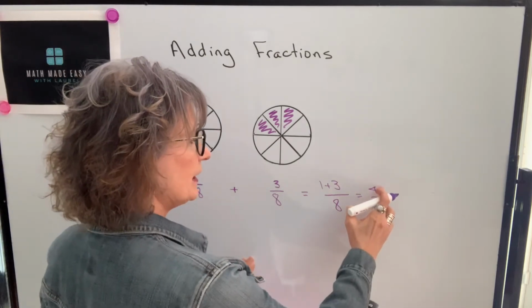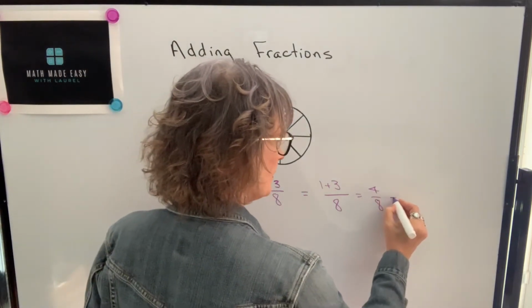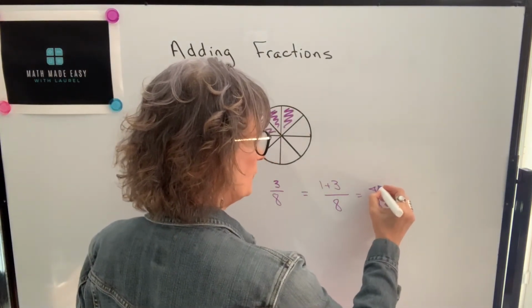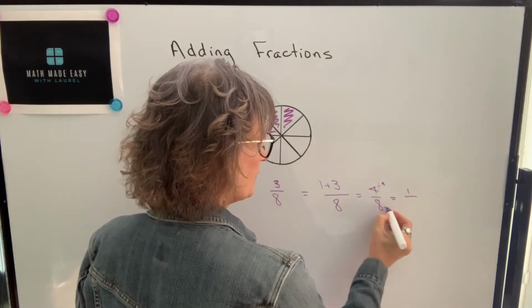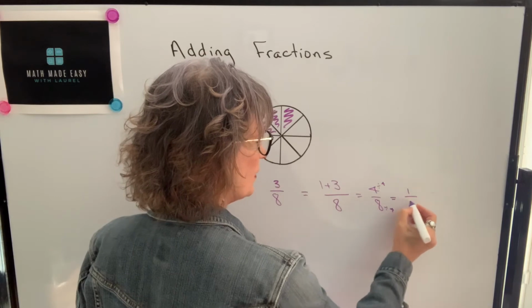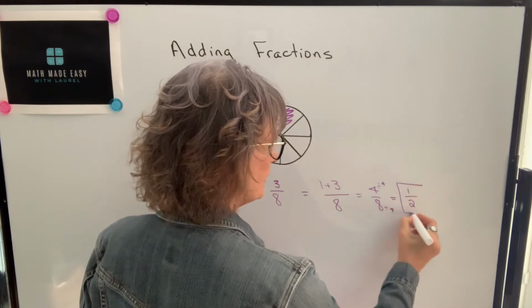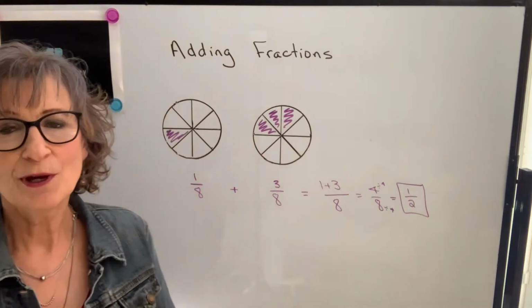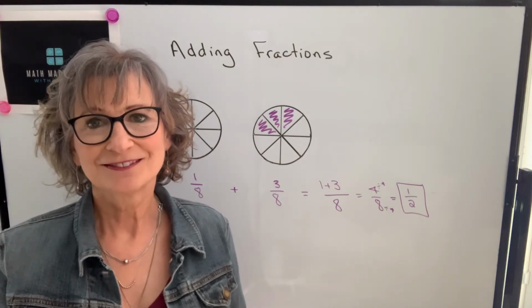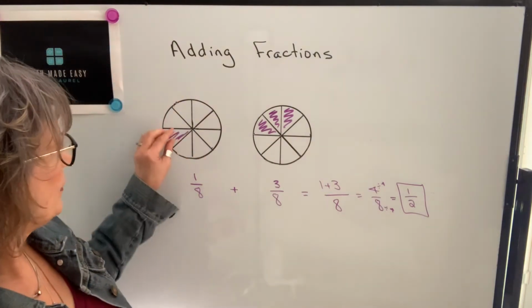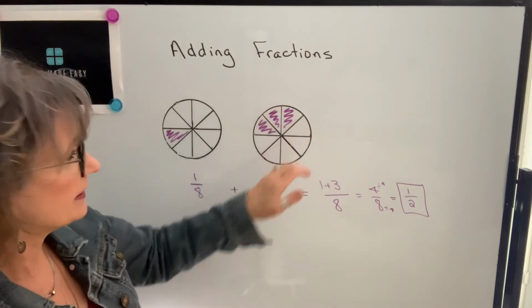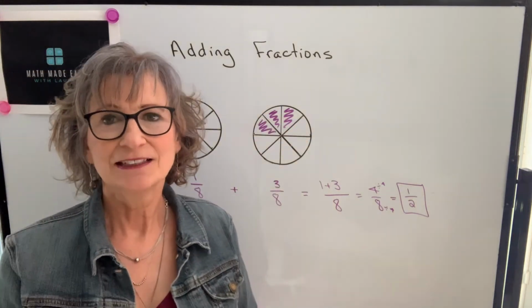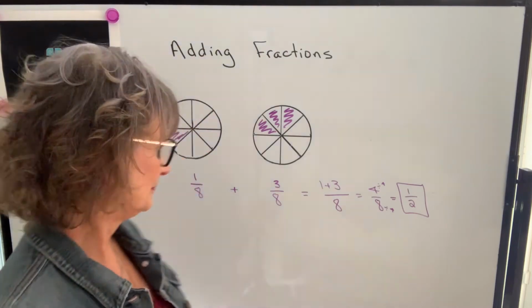4 divides evenly into the numerator and the denominator. So if we divide the numerator by 4, that gives us 1. We can divide the denominator by 4. 8 divided by 4 gives us 2. So in total, you ate 1/2 of a pie. And you can see if we put one piece, added it onto this pie, that would be half the pie.